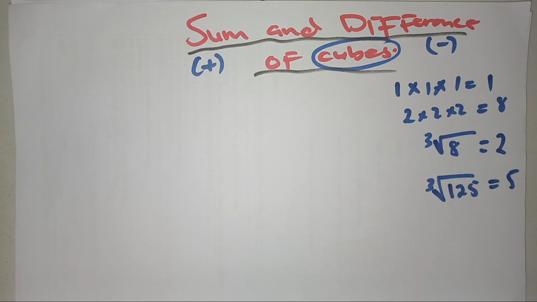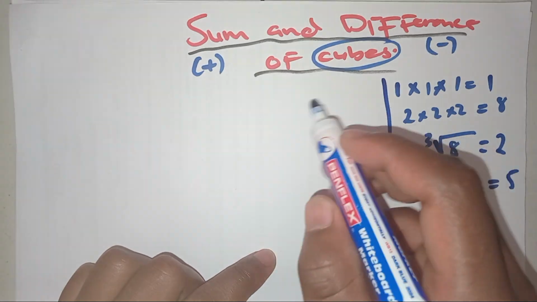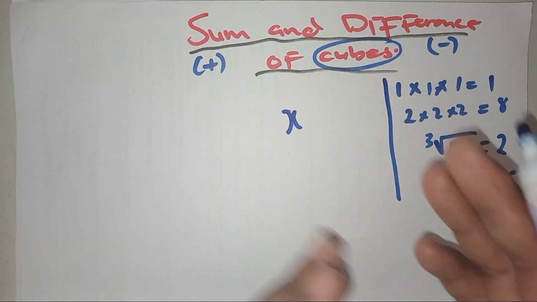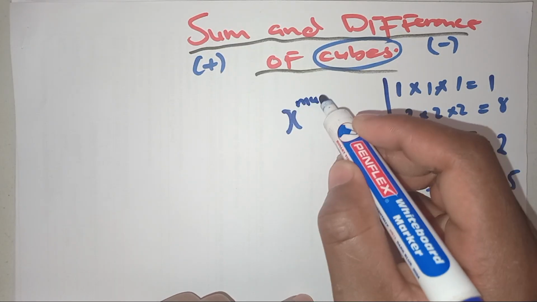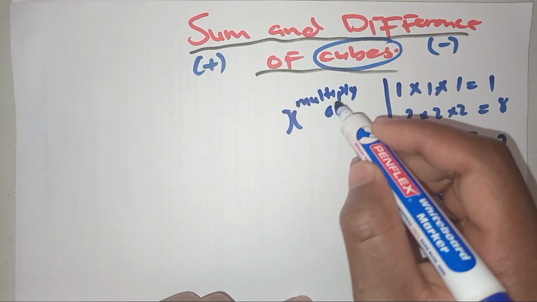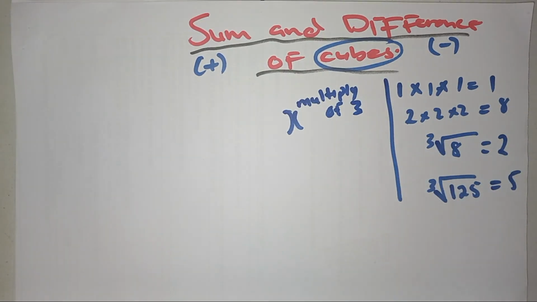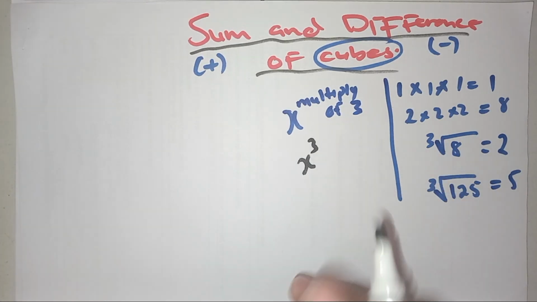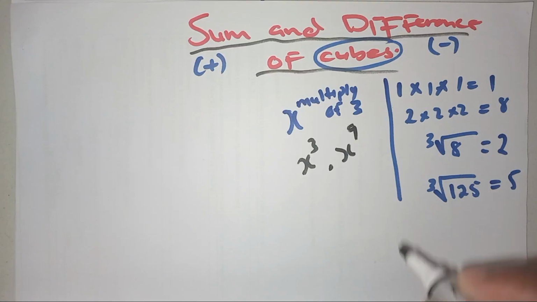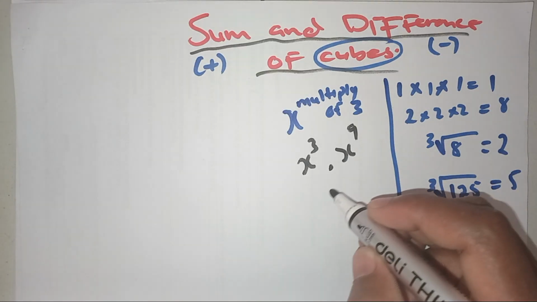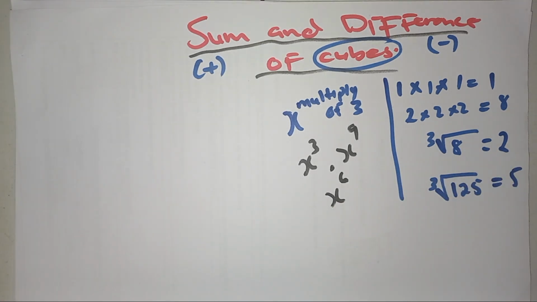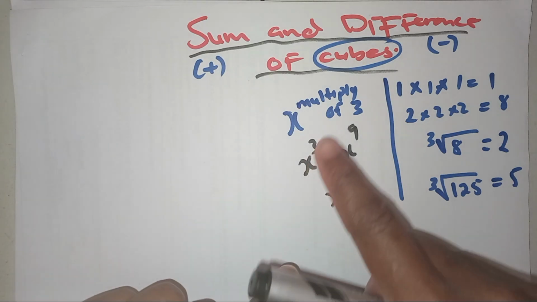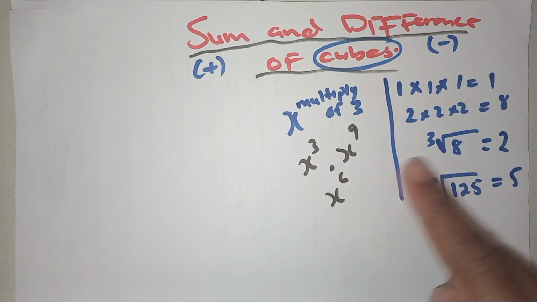All right, since you understand how you get cubes of numbers, let's get to variables. How do you get cubes of variables? A cube in terms of variables is whereby you have an exponent that is a multiple of 3. The exponent must be a multiple of 3. For example, you can have x exponent 3, x exponent 9, and also x exponent 6. If the exponent is a multiple of 3, then that is a cube.